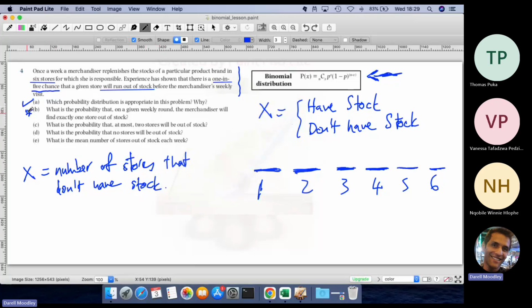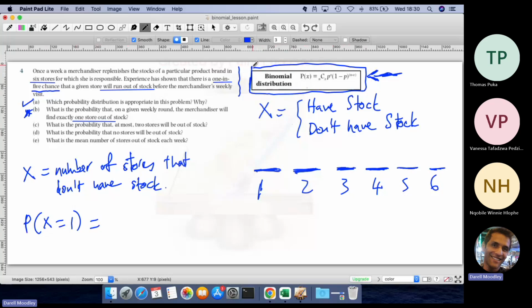And so what question B is asking us to do is determine the probability that on any given weekly round the merchandiser will find exactly 1 store out of stock. So if X is the number of stores out of stock, what they're asking you to work out is the probability that X is equal to 1. That's what they're asking you to work out. All right. Now we're going to use this formula here. This is where this formula comes in.